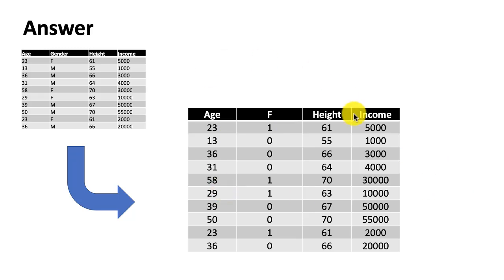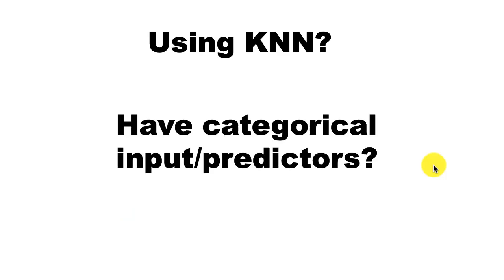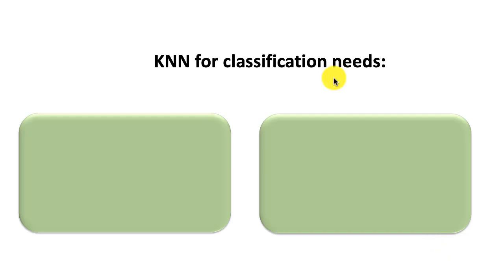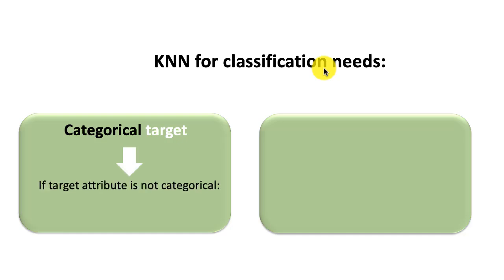Of course, in order to use this data set for KNN of any kind, regression, in this case, in fact, the target attribute is income. If you want to use that, you will first have to standardize these two attributes. Okay, so if you're using KNN and if you have categorical input predictors, convert them to dummies. Okay, so KNN for classification requires a categorical target, and if your target is not categorical, consider binning, which we will talk about. Okay, the target attribute has to be categorical because you're using KNN for classification.